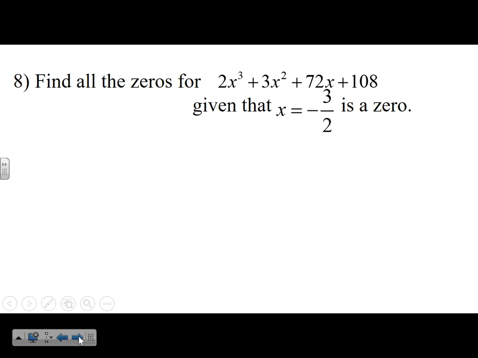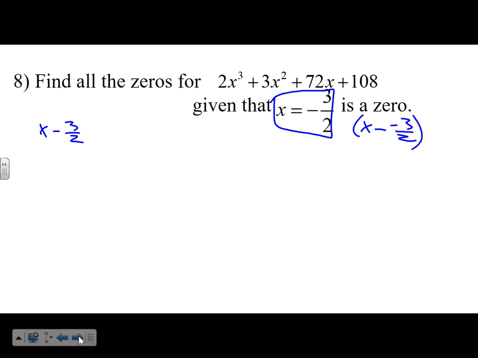Find all the zeros for this one. Now this time it's a little bit different because they give you what one of the zeros is. Don't make the mistake and say, okay, so I have x minus 3 over 2. First off, it's a fraction, so that's going to be a little bit of a nightmare if you try to do it that way. Secondly, remember, that's the 0, so we need to work backwards. If that's our 0, what's going to be our factor here? Well, we have x minus negative 3 over 2.